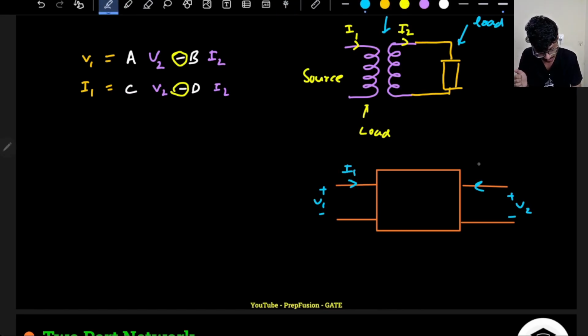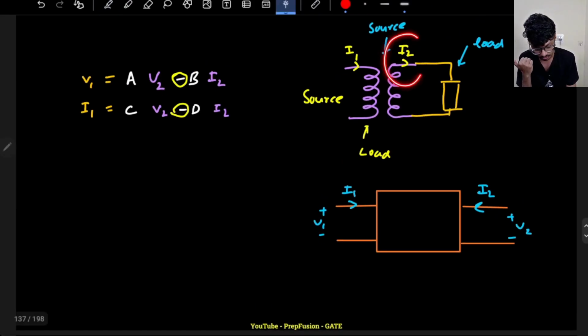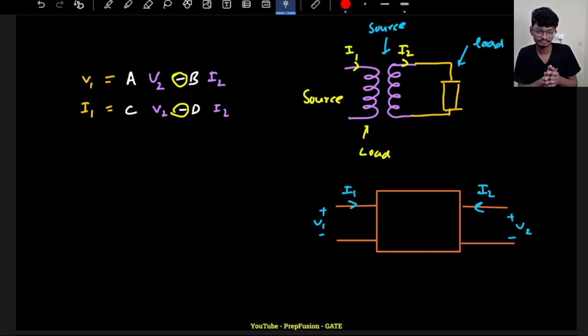But here the current was going into the network. But actually we are accustomed to seeing current going out of the network. In transmission lines, we are accustomed to seeing the current going out of the network. So to fix that, because we are humans, we are very comfortable with what we have already seen before. So we change the direction. How do I change the direction?